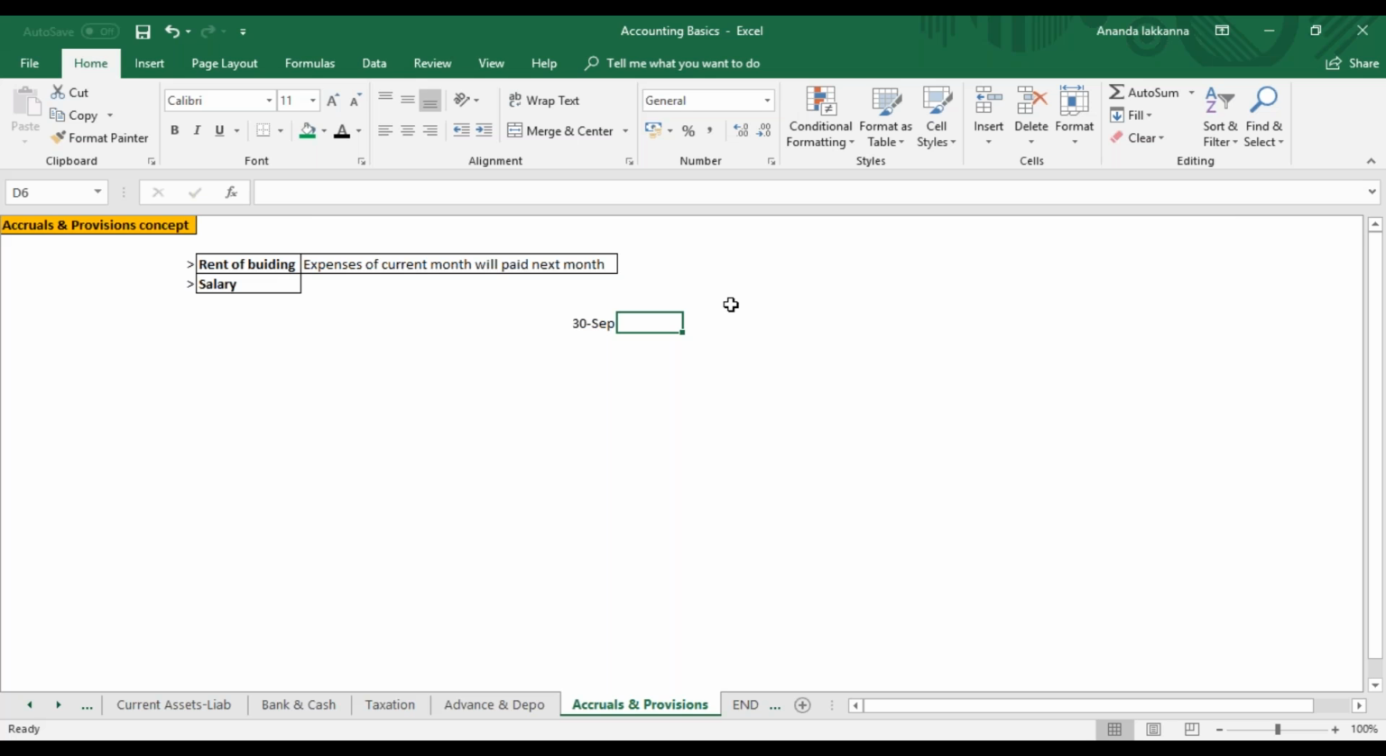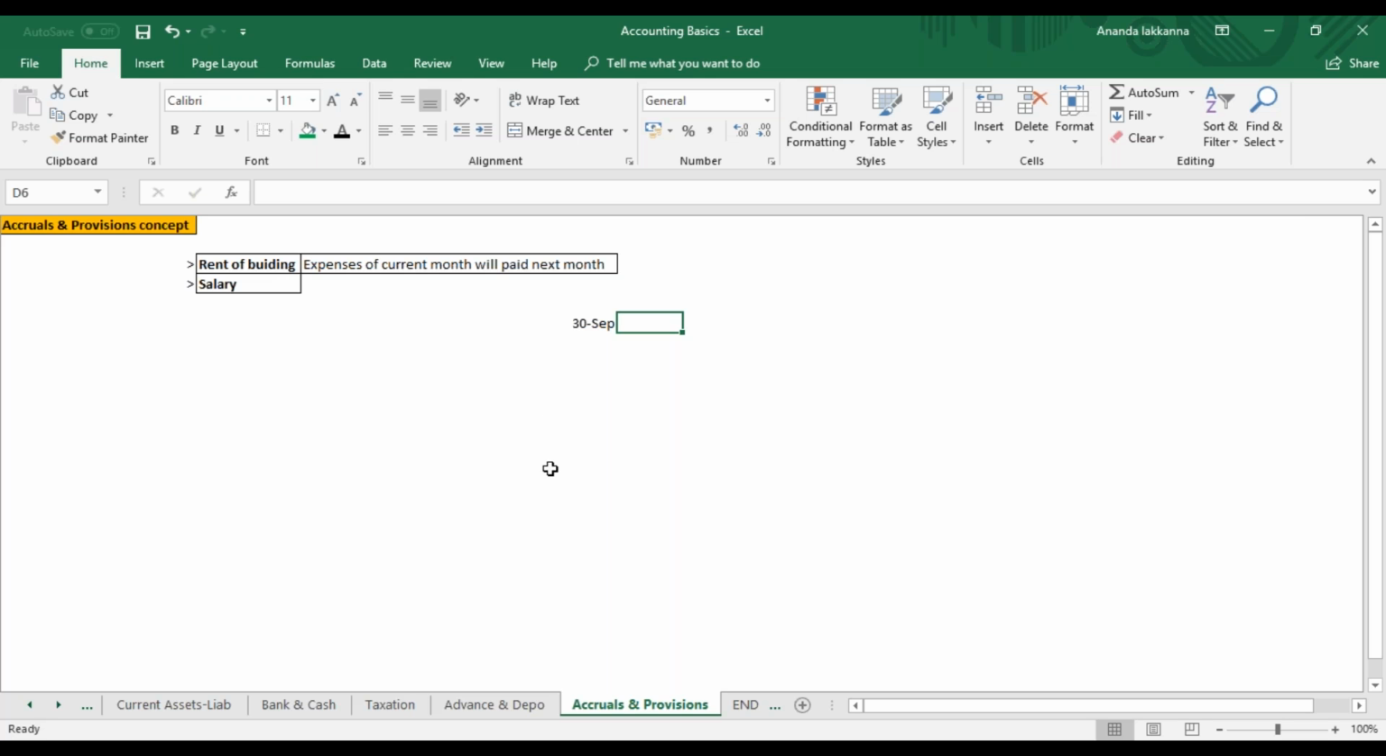Sometimes we don't get a bill for rent. Rent we are going to pay in the next month only. The bill also will be given by the owner at that time only. For that purpose, what will happen? We cannot have a proof for that recording. Each and every entry should have a clear record. For that purpose, the companies will make a provision for it.